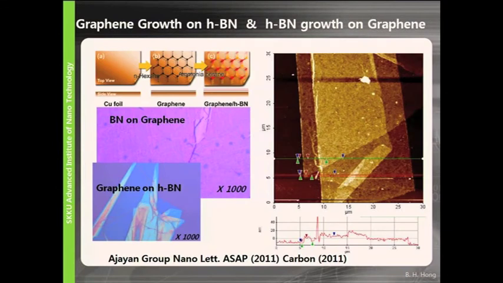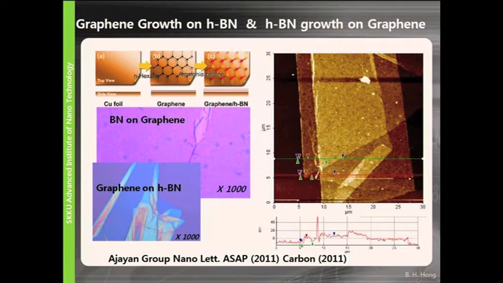And as reported by the Ajayan group recently, we can grow boron nitride on top of graphene. They first grow graphene on top of copper, and on top of the graphene, they claim that they can grow boron nitride epitaxially. And actually, we reproduced the result. This is our image. Surprisingly, the boron nitride is growing very well on top of CVD graphene. And this is the hexagonal boron nitride grown on the graphene, and their thickness is ranging from 5 nanometer to 20 nanometer. This is not single layer.